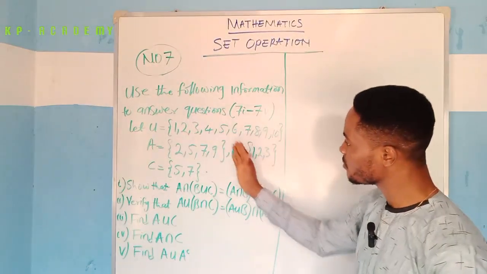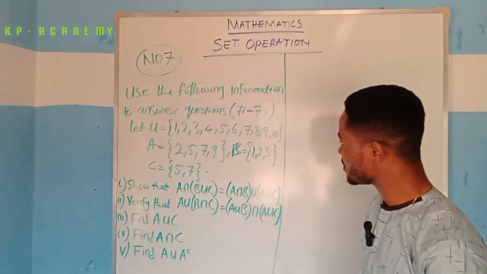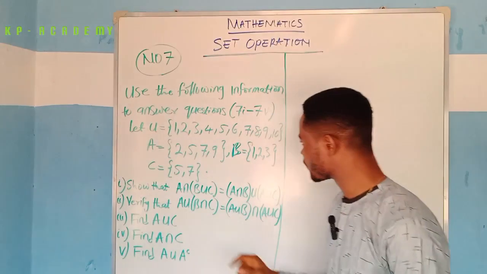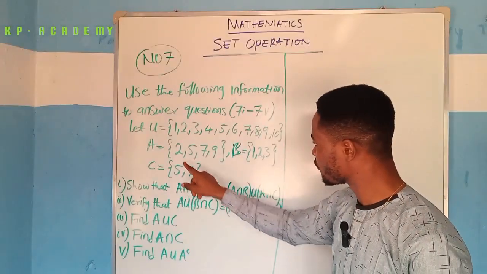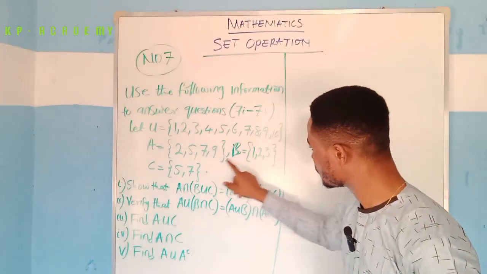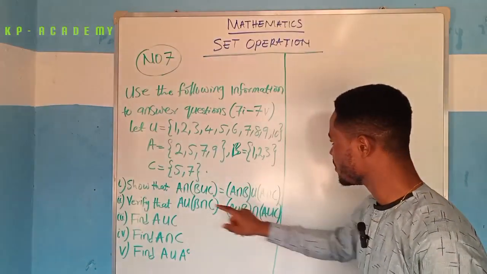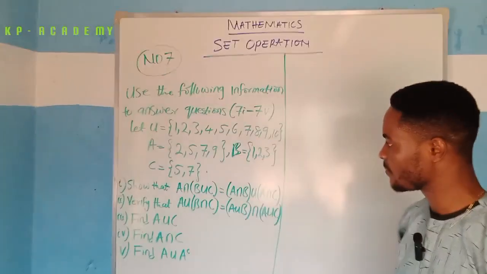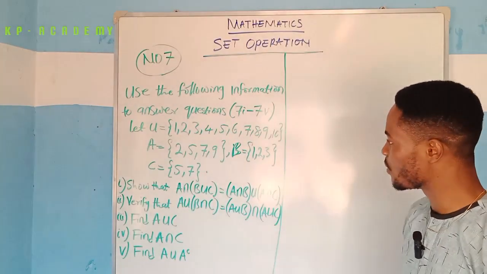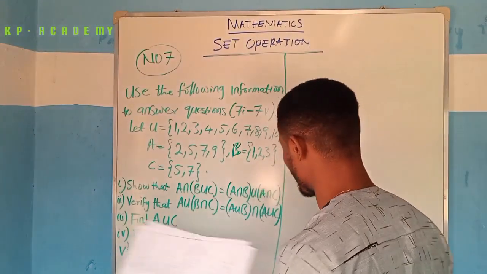Meanwhile, we are given sets here. The first one is the set U, which is the universal set, a set of numbers ranging from 1 to 10. Then set A is a set of numbers ranging from 2 to 9. We're actually given four sets: the universal set, set A, set B, and set C. Using these sets, we are asked to find the following. The first and second ones are more like proof or show.